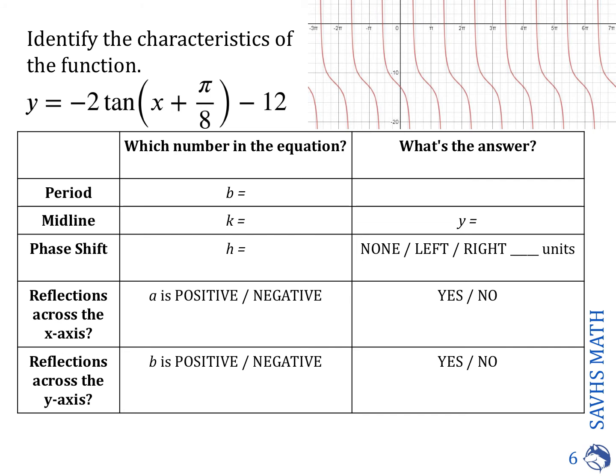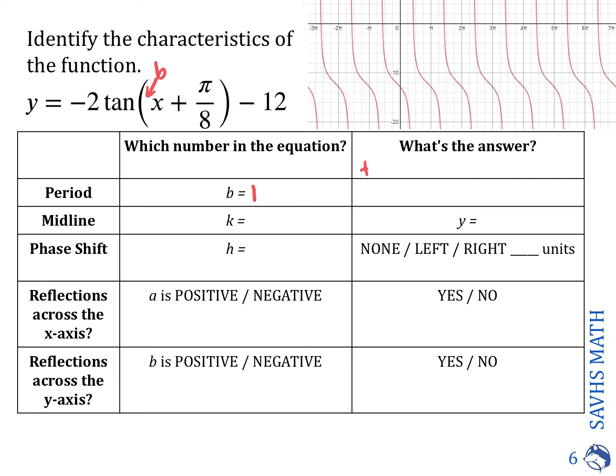and then tell me what that means in terms of what the graph looks like. So, for example, here's an equation that says negative 2 times the tangent of x plus pi over 8 minus 12. So let's start with the period of the function. And remember that the period is in this spot right here. There's usually a b right here. B is written with nothing there, so we can assume that it's 1.